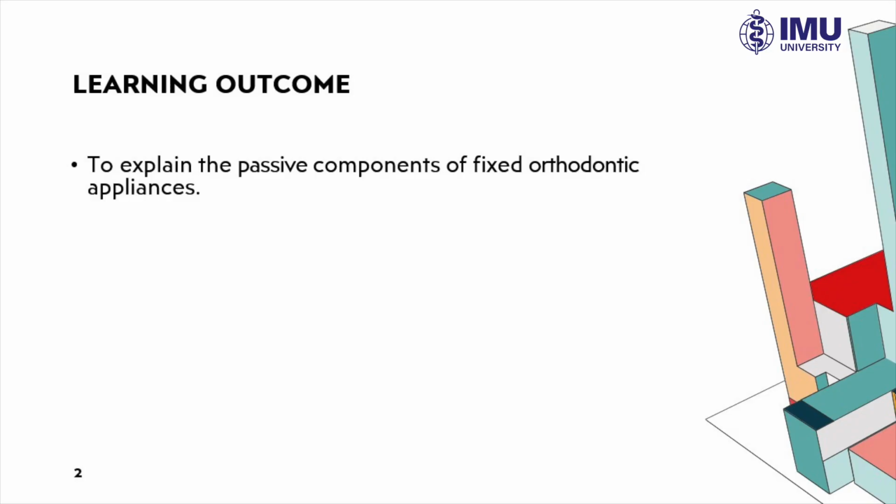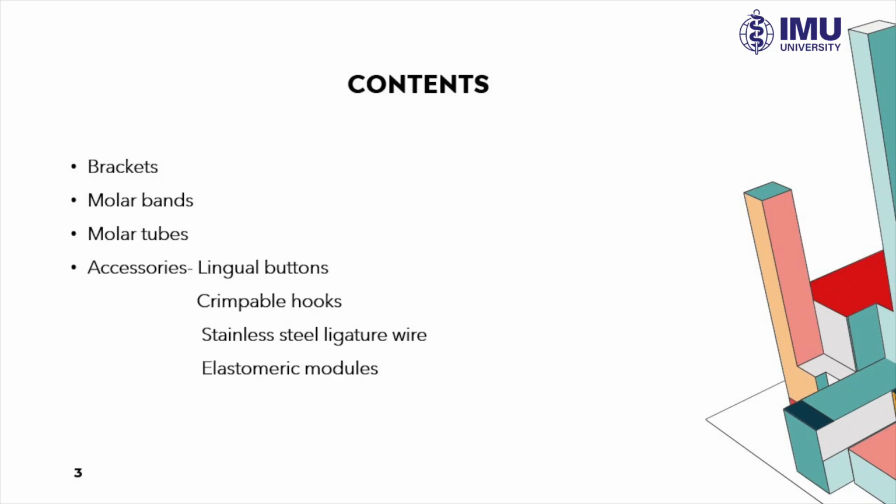Everyone, let's start to learn about passive components used in fixed orthodontic practice. At the end of this presentation, students should be able to explain the passive components used in fixed orthodontic appliances. We shall see in this presentation passive components such as bracket, molar bands, molar tubes, various orthodontic accessories such as lingual buttons, crimpable hooks, stainless steel ligature wire, and elastomeric module.